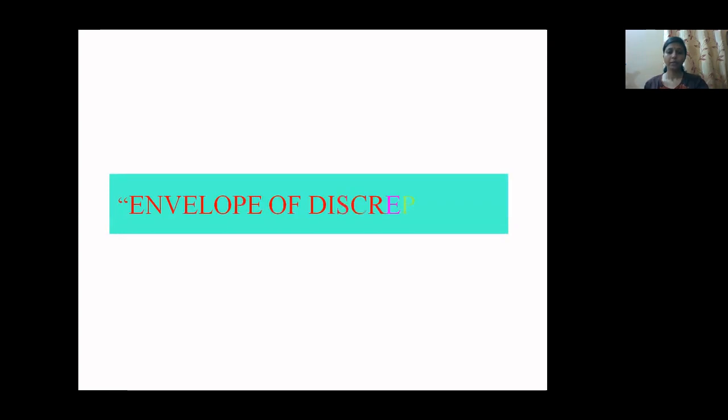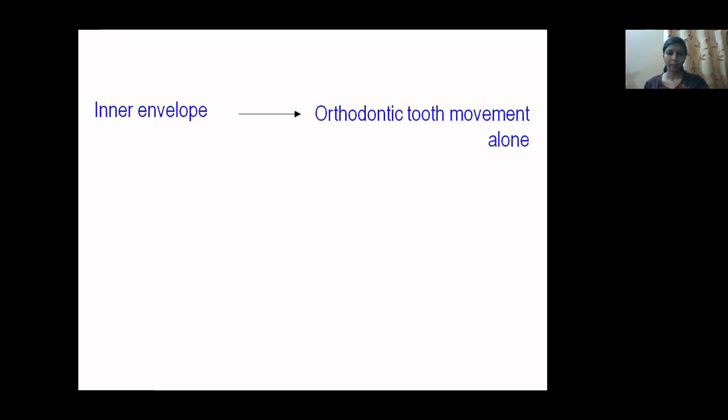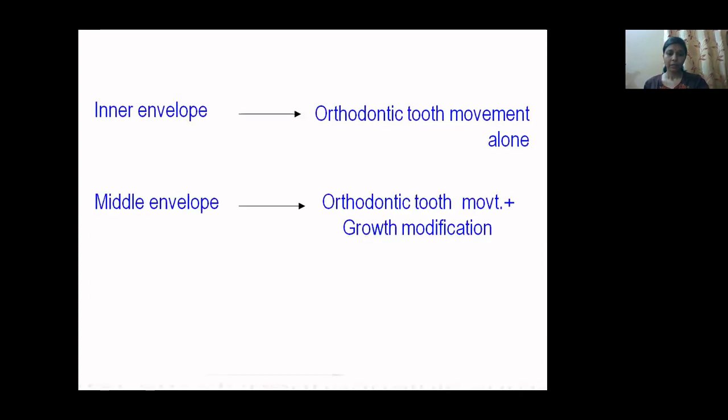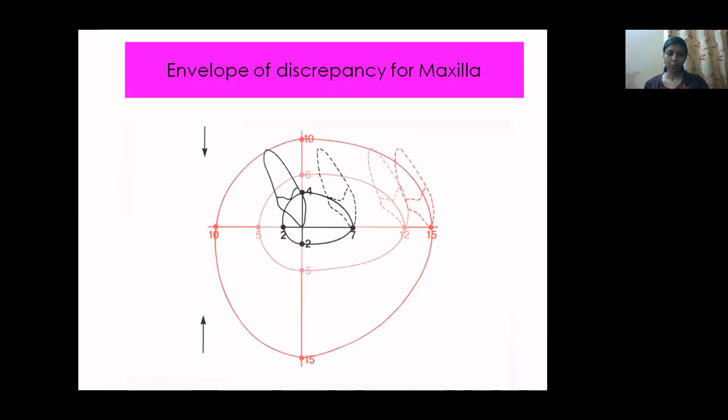So here comes the role of the envelope of discrepancy. It is given by Epker and Fish. This envelope describes how much change we can get by orthodontic treatment. Here is an envelope of discrepancy for the maxillary arch, and the circles are the extremes which describe the amount of change we get by different modalities.